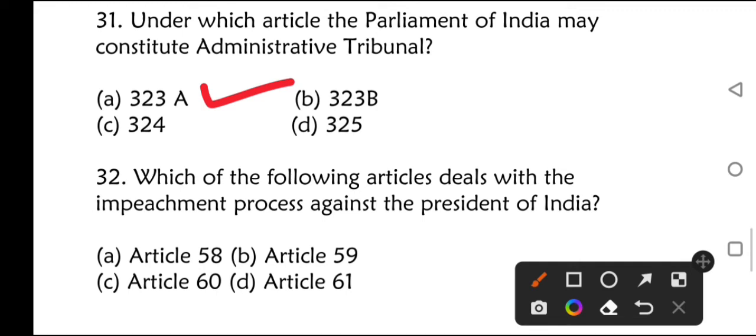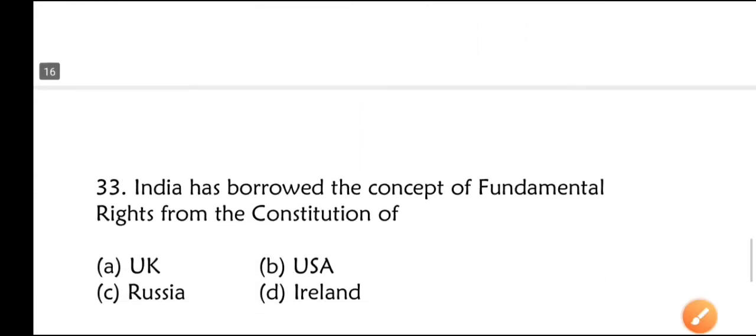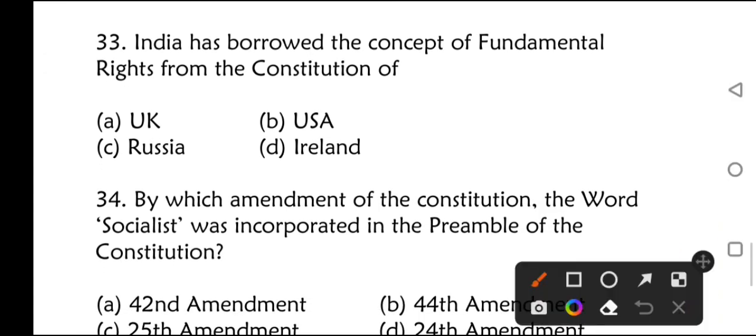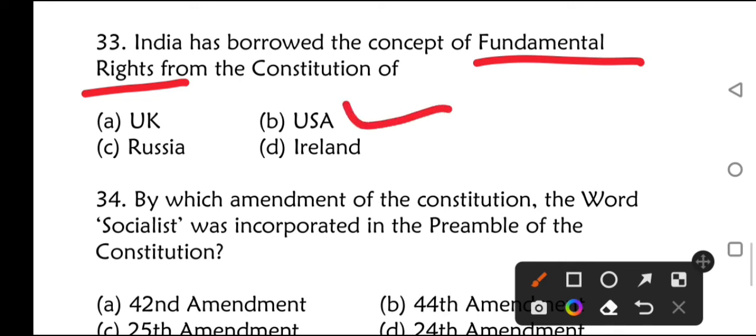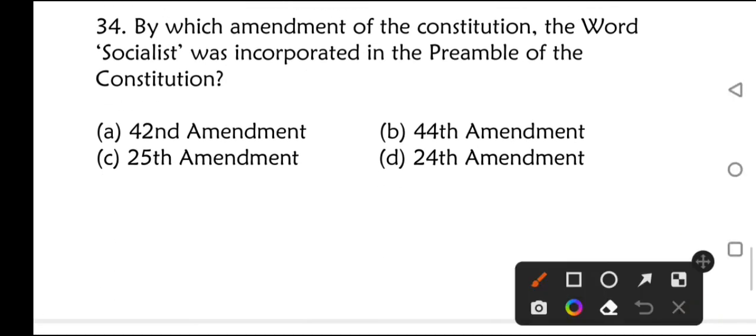Which of the following articles deals with the impeachment process against the President of India? This question got repeated. Okay, it is under Article 61. India has borrowed the concept of fundamental rights from the Constitution of which country? Fundamental rights. Okay, fundamental rights are borrowed from where? It is from USA. By which amendment of the Constitution the word socialist was incorporated in the Preamble of the Constitution? It was in 42nd Amendment Act of 1976.